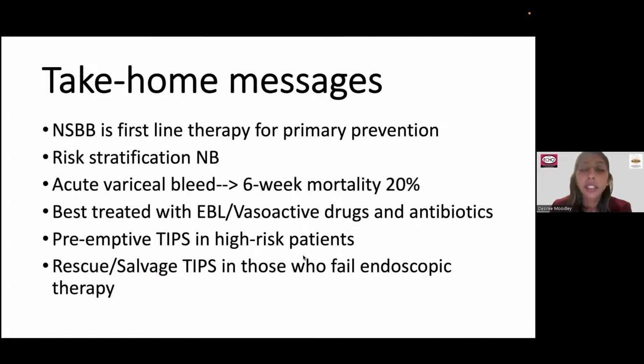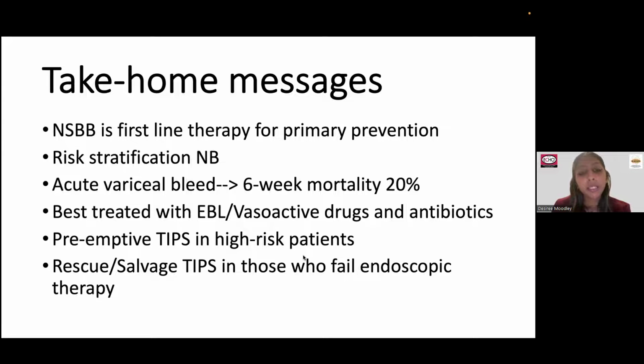So the take-home messages from this are that a non-selective beta blocker is your first-line therapy for primary prevention. You need to risk stratify these patients and treat them accordingly. An acute variceal bleed has a 6-week mortality of 20%. So it's very, very important that you try and prevent it as much as possible and treat them adequately when they do come in. It's best treated with band ligation, vasoactive drugs, and antibiotics in combination.